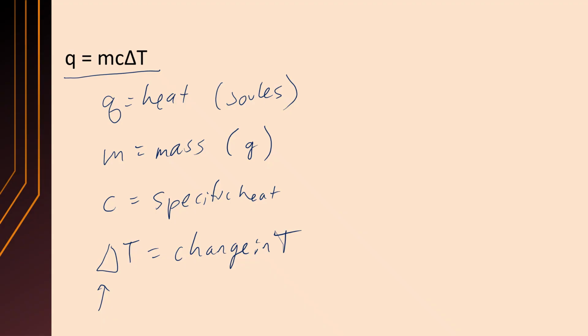And this tells us that the heat involved in a particular process depends not only on the size of the object, but also the type of matter, and how much it's changing temperature. Okay, so let's do a quick example of this. Let's say I have a substance that is 100 grams, and let's just say it's water, because I know water's specific heat is 4.184. And I want to know how much heat it's going to take to change the temperature of that 100 grams of water by 5 degrees Celsius.